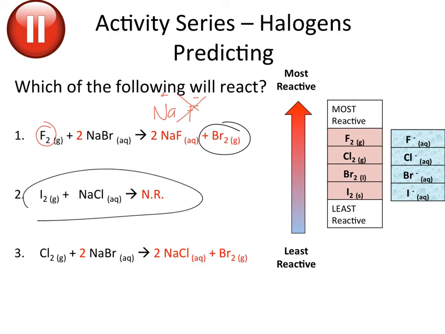This reaction didn't work because here we're looking at iodine and we're trying to replace chlorine. Iodine is not more reactive than chlorine, and so chlorine is going to remain with its electrons. Iodine is not going to be able to rip the electrons away from chlorine, so this is going to be no reaction. And finally, we have this reaction that will exist between chlorine and bromine.